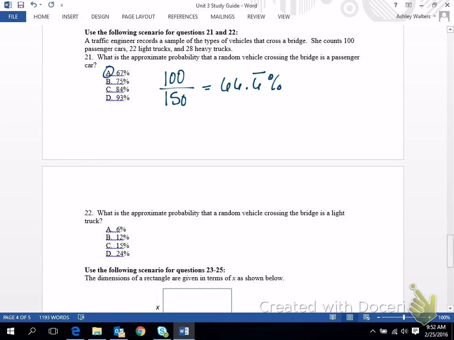For 22, it says, what is the approximate probability that a random vehicle crossing the bridge is a light truck? Well, there were 22 light trucks out of 150 total vehicles, and 22 out of 150 is 0.146 repeating, so that is 14.6 repeating percent, or rounded to the nearest whole, that is 15%.